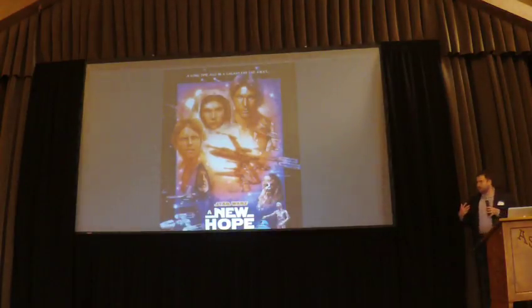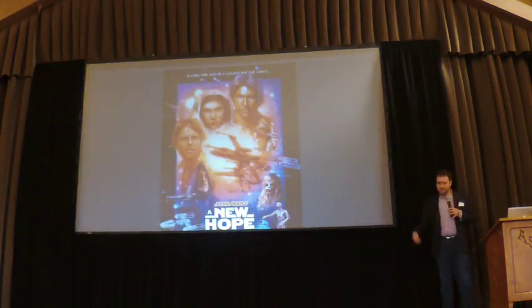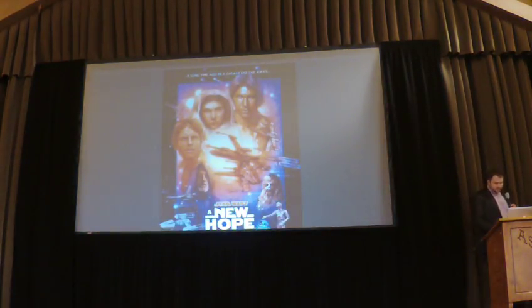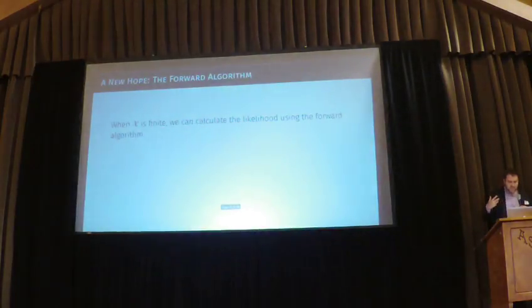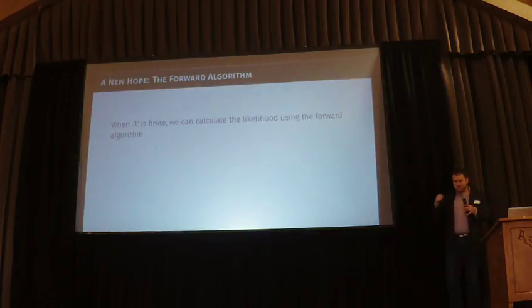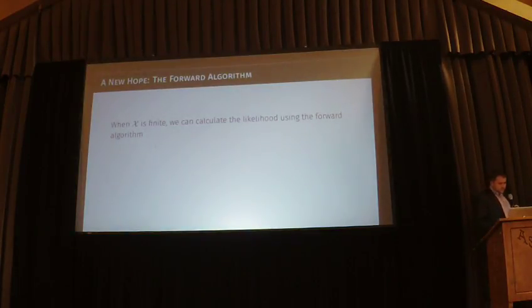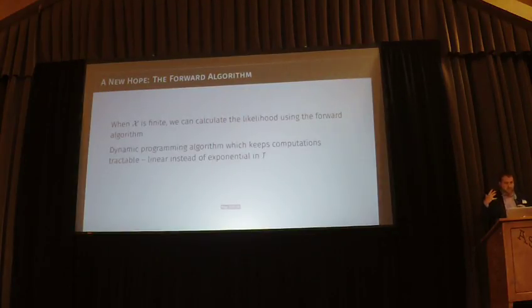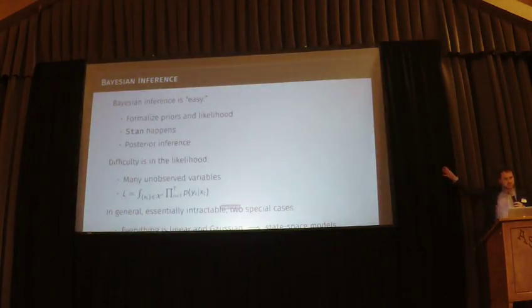So this seems intractable, but there is hope. There's a bunch of bad jokes coming up, I'm sorry. There's something called the forward algorithm. This is a very clever algorithm from back in the 60s when people were really intense and thought hard about these things, to calculate the likelihood in a tractable way. It's a dynamic programming algorithm. It makes everything linear in the number of time steps instead of exponential. This integral and product thing doesn't blow out on you.